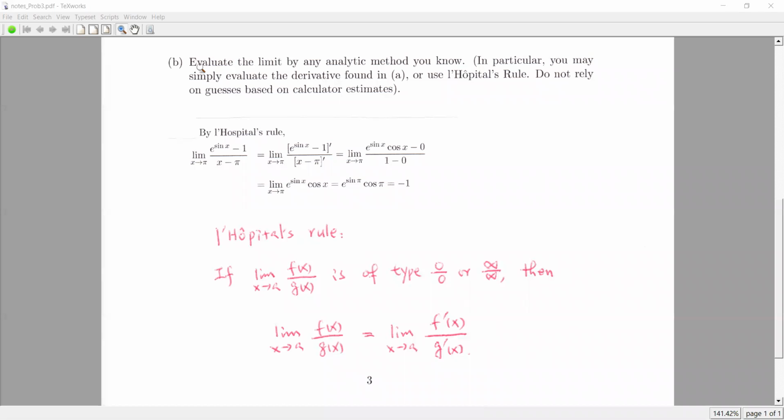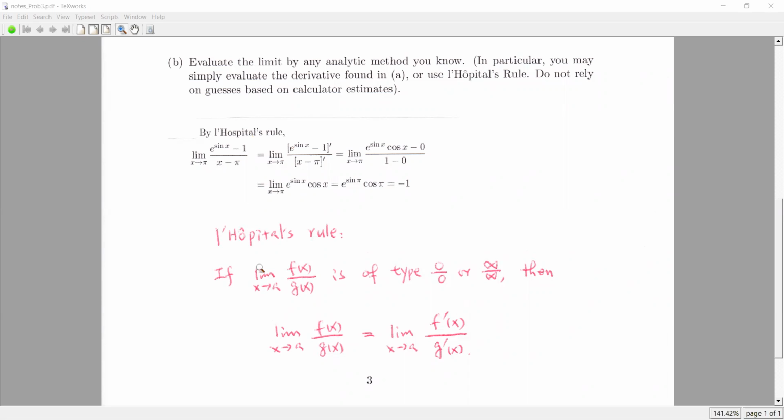Part B. Evaluate the limit by any analytic method you know. In particular, you may simply evaluate the derivative found in part A, or use L'Hopital's rule. Don't rely on guesses based on calculator estimates. I evaluate the limit by L'Hopital's rule. Take a review about L'Hopital's rule.